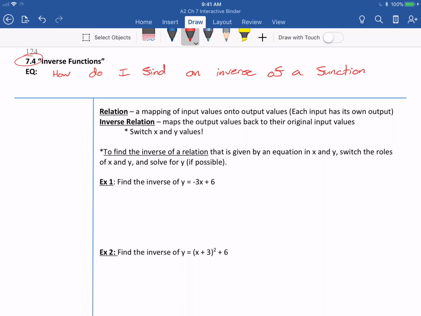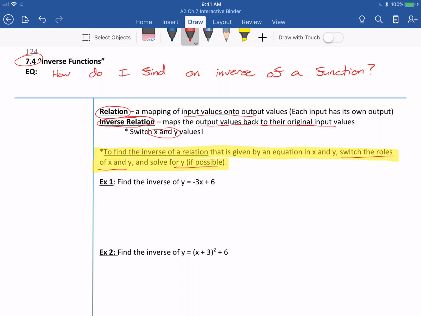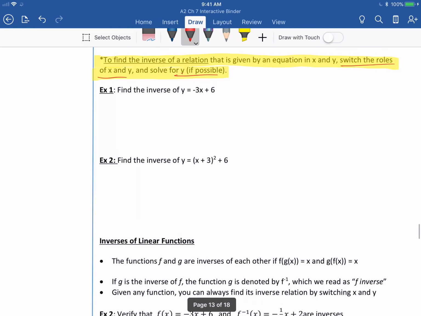Here's really the main thing, and you need to highlight this. This is really all we're going to do today: we are going to find the inverse by switching the roles of x and y. So we're going to switch the x and the y values, and then we're going to solve for our new y, if possible. That's really the main thing that we need to do.